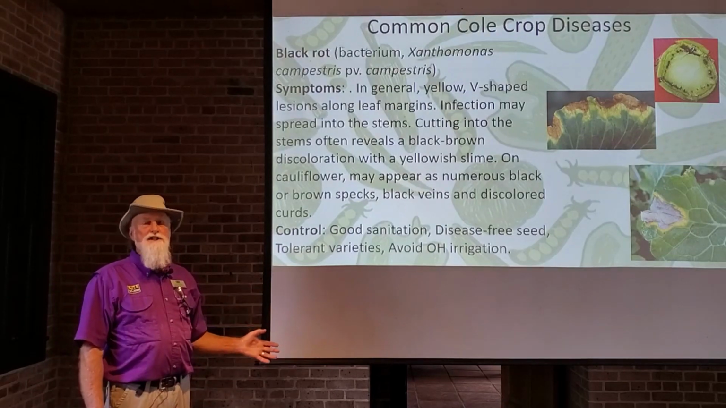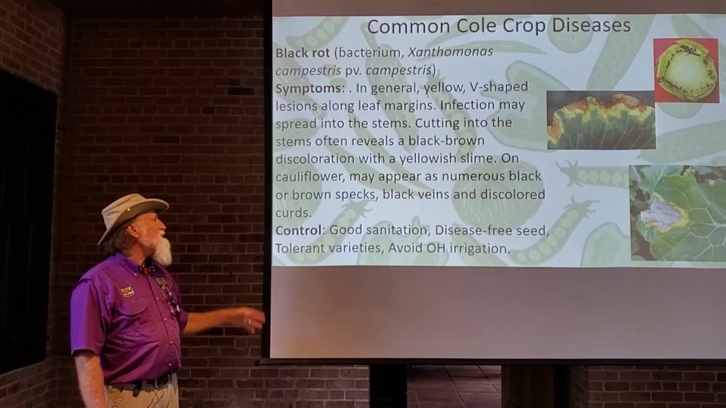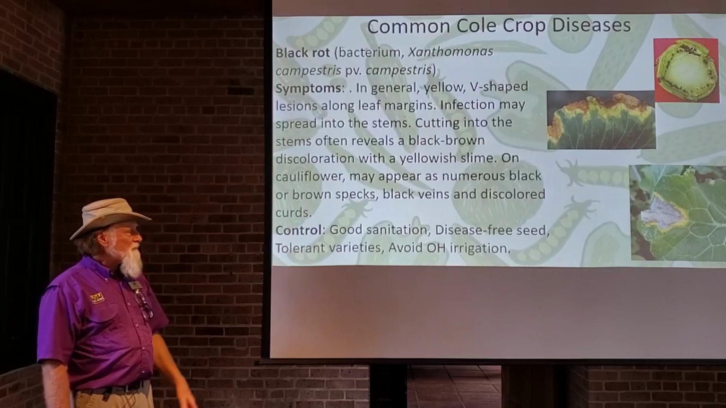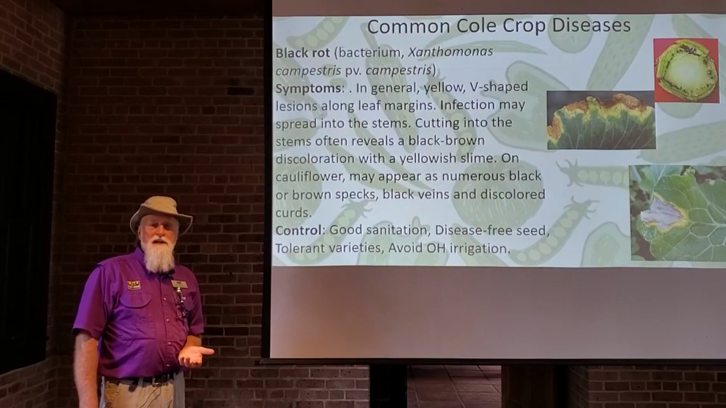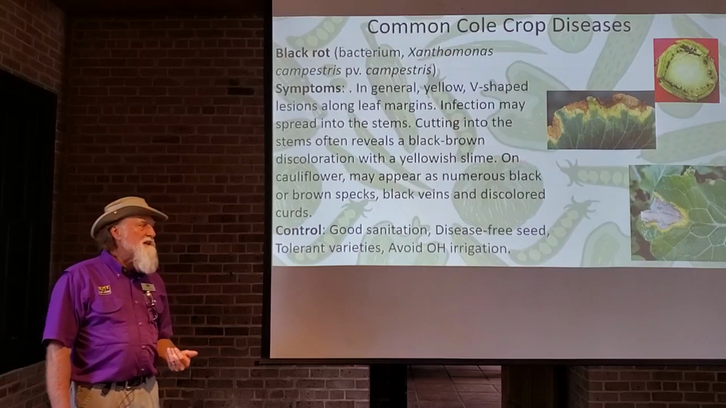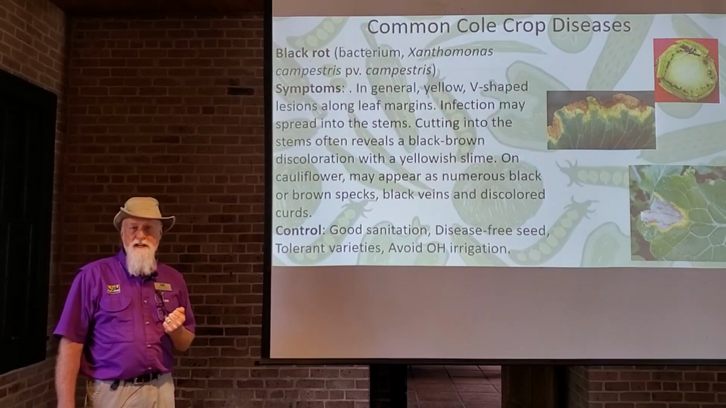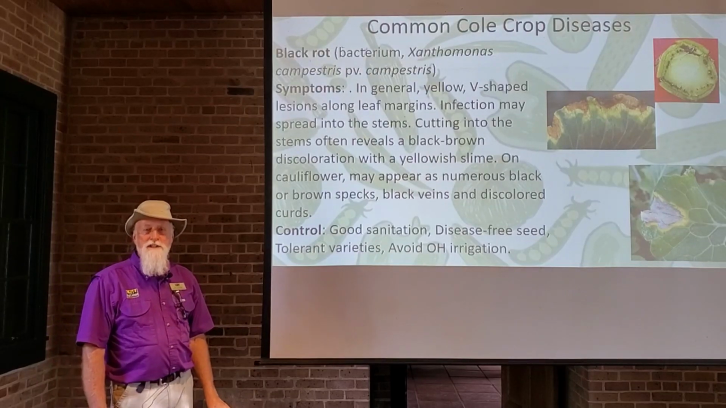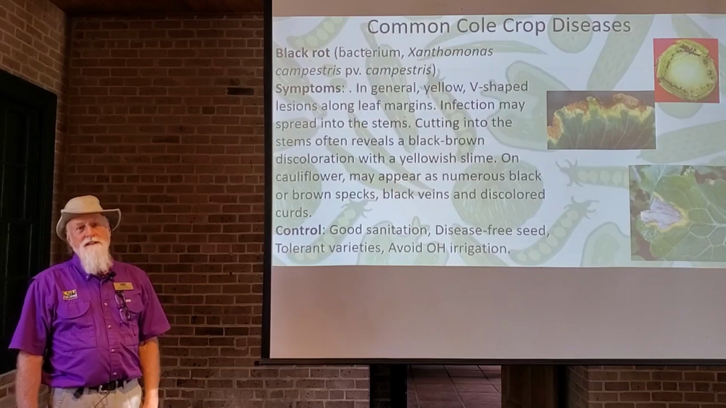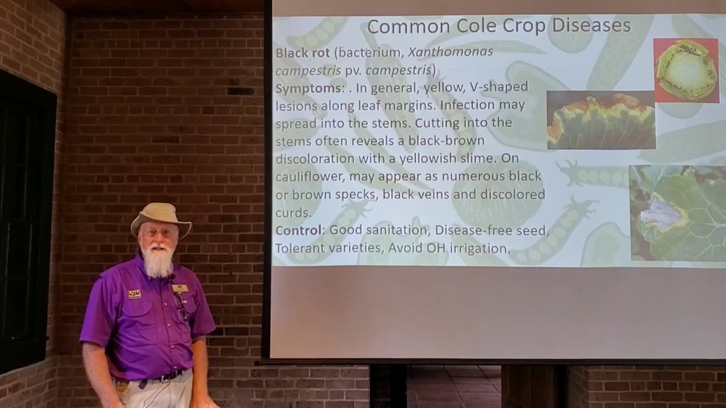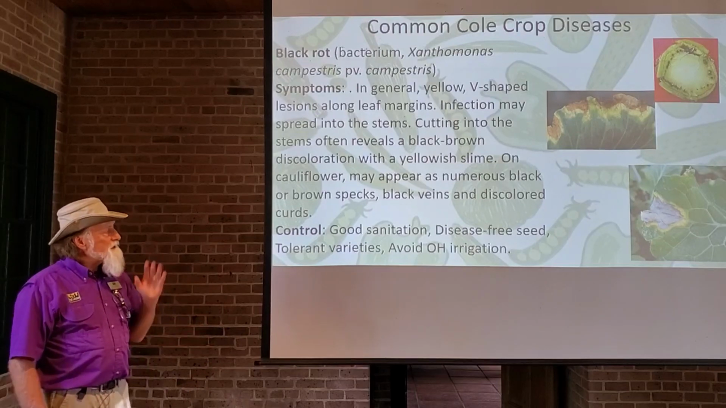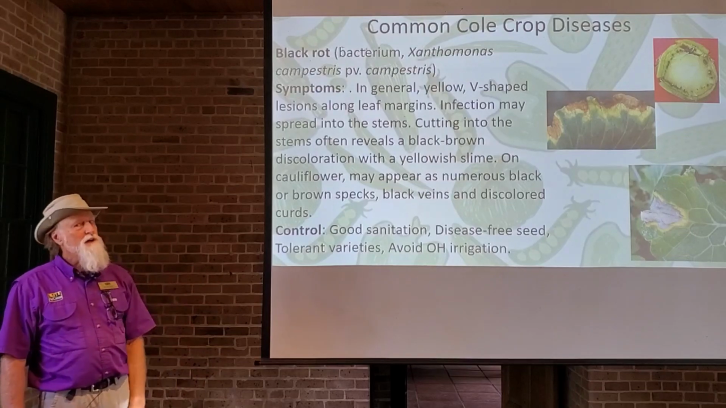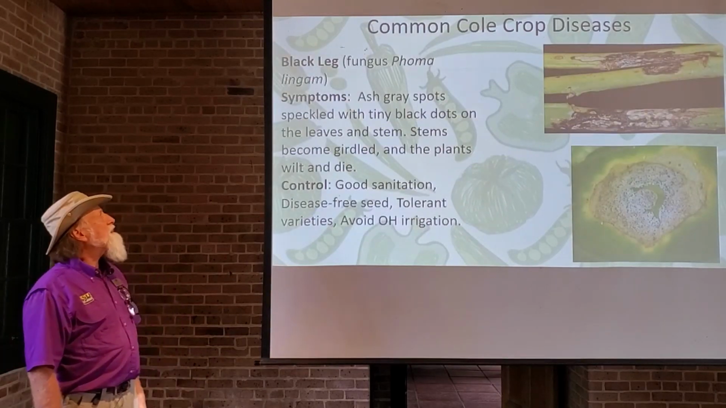Once again, good sanitation. Remove the debris as much as possible. Get rid of it. You don't want it left lying around. And it is a seed transmitted disease, so the bacteria can be in the seed. So you want to make sure that you're getting disease-free seed to start with. And once again, we talked to you about that. Getting certified disease-free seed or certified disease-free plants is a really good way to go. Remember, start clean, stay clean. And for this disease, starting clean means making sure you've got disease-free seed. And again, no overhead irrigation. It's just not a good thing.